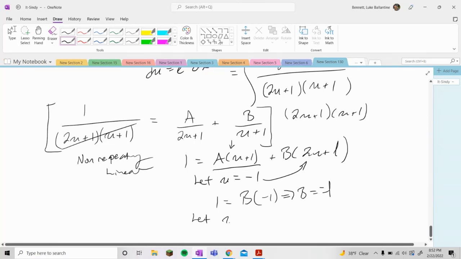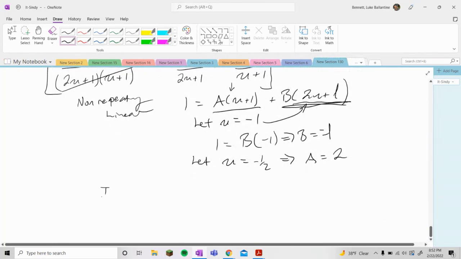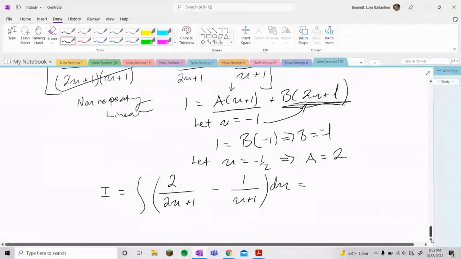And then we let u be whatever it is to make this term 0. So that would be u is -1/2, and this means that a would be 2. And so now our integral turns into 2 over 2u plus 1 minus 1 over u plus 1 du. And now we can integrate.